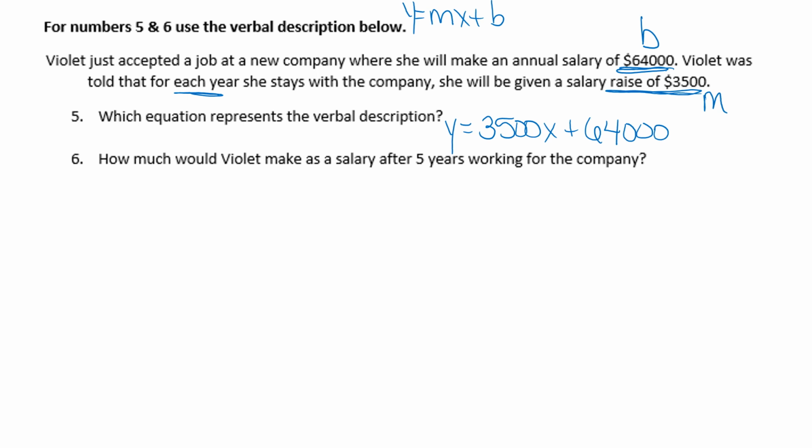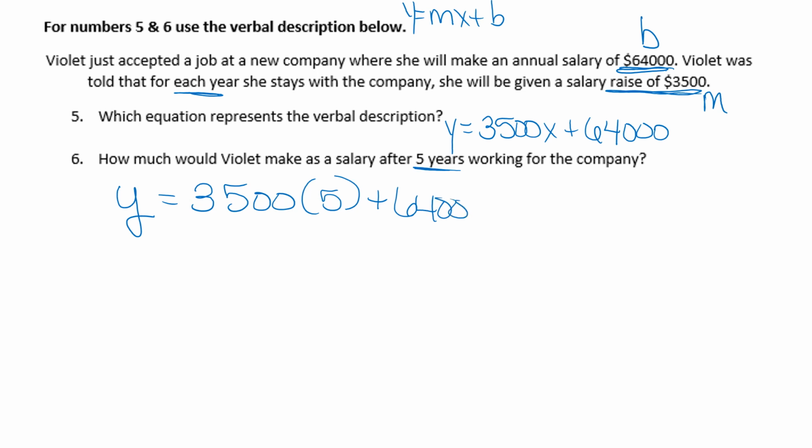Number 6 says, how much would Violet make as a salary after her 5 years of working at the company? So we're just going to take our 5 years that we're looking at, and we're going to substitute it into our equation. So 3,500 times 5 plus the 64,000. 3,500 times 5 is going to give me 17,500 plus the 64,000 annual salary that she had.